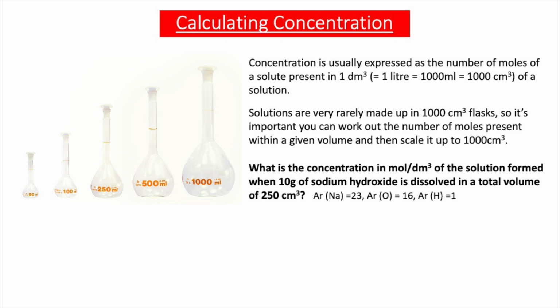And it's very common for us to make up a solution in, say, a 50 or a 100 or a 250 centimeters cubed flask, and then you have to work out what the moles would be in 1,000 centimeters cubed. So you do this by just scaling it up, working out what it would be in, say, 100 or 250 centimeters cubed, and then working out how many 100 centimeters cubed are in 1,000 centimeters cubed and how many 250 centimeters cubed are in 1,000 centimeters cubed. So you just scale up the number of moles to work it out in 1,000 centimeters cubed.